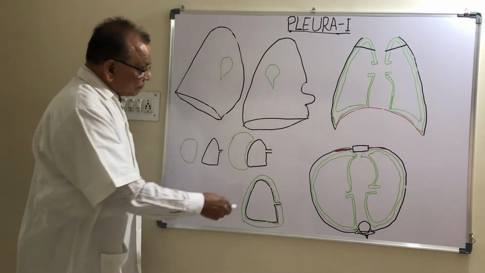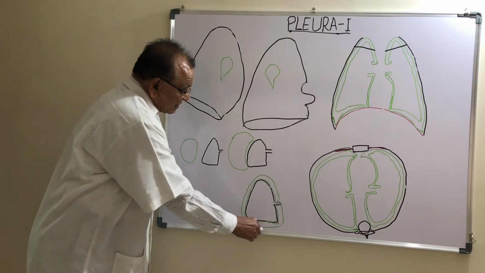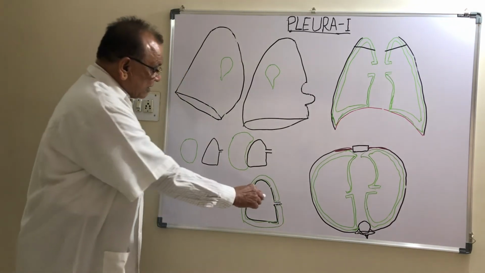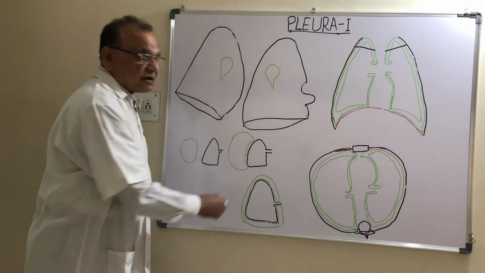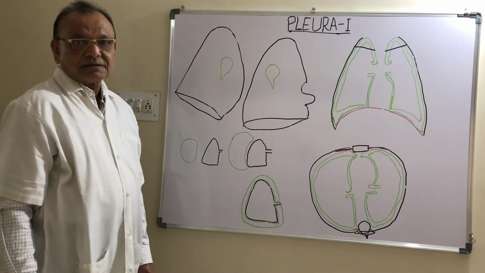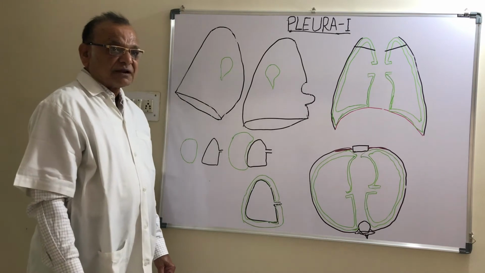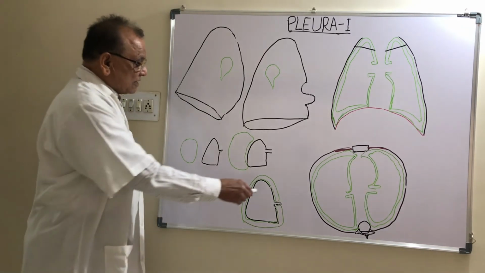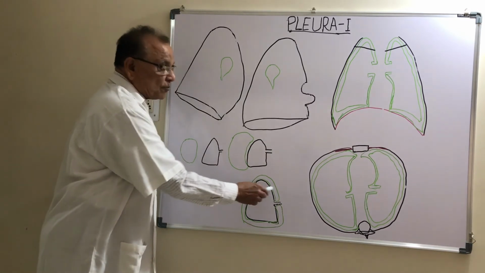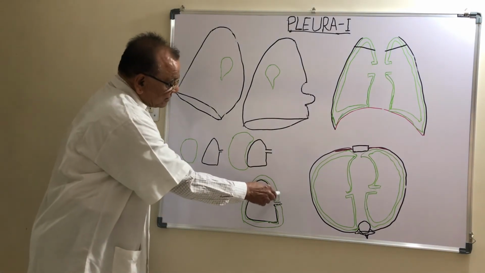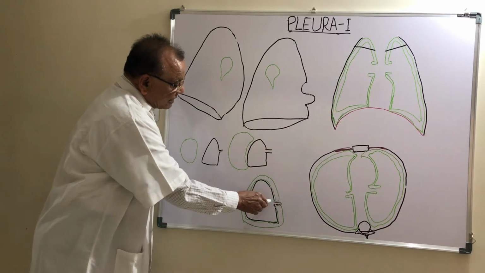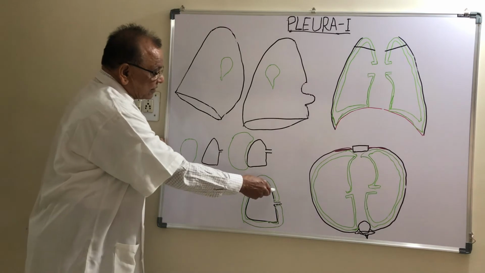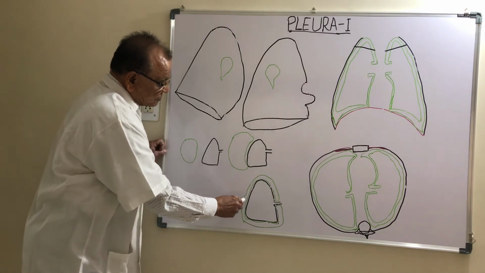Now, the outer layer is called the parietal layer, and the inner layer is called the visceral layer or pulmonary layer. Both the visceral or pulmonary layer and the parietal layer are continuous with one another at the root of the lung. Now, in between the two layers there is a space.